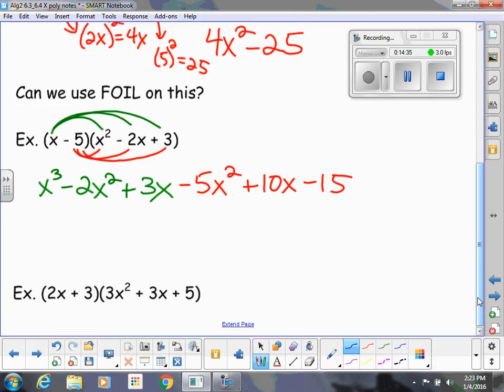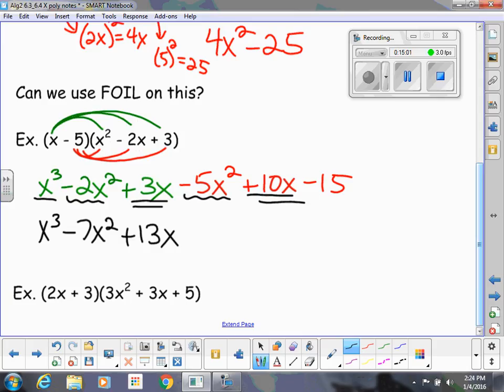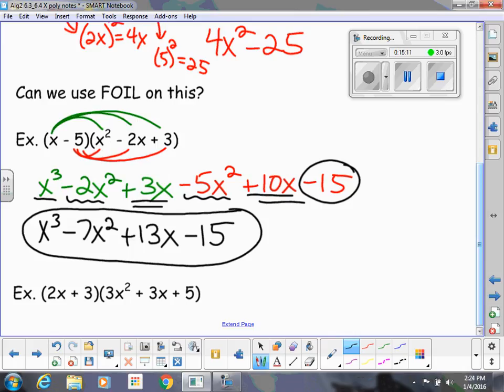Now you've got to be careful with combining. Are there any other x cubes? No. Bring that down. Any other x squareds? Yeah. So negative 2x squared minus 5x squared. That would be negative 7x squared. Positive 3x and positive 10x, so that's 13x. And then there are no other constants, so I'm just going to bring that down. And that would be our final answer. Notice it's in standard form, and there's no more parentheses.